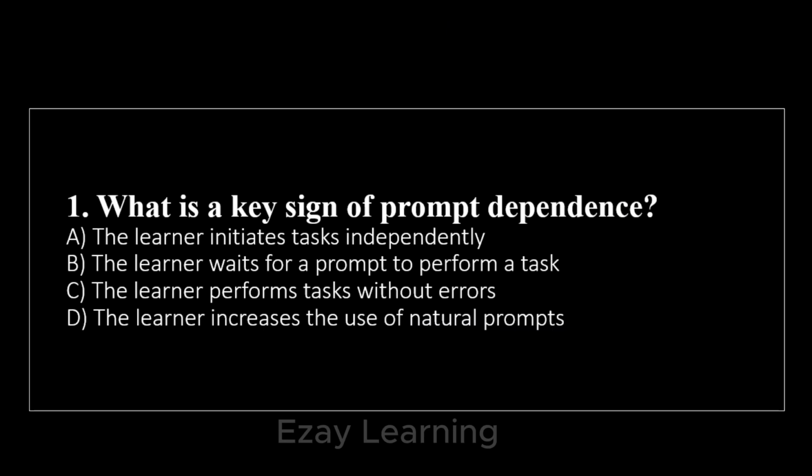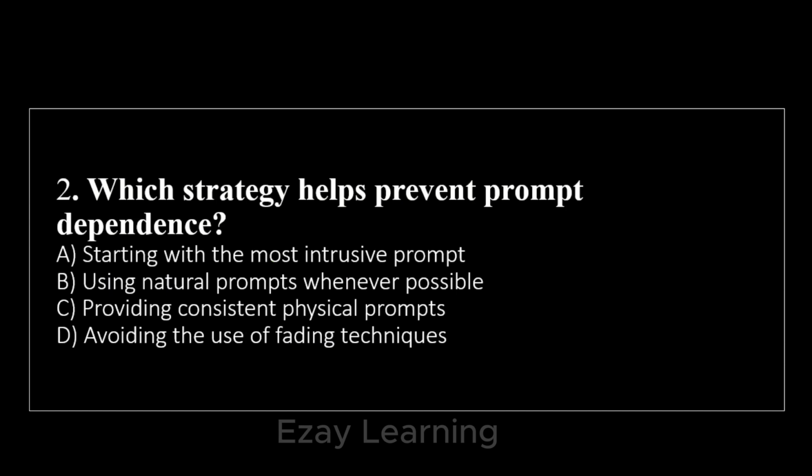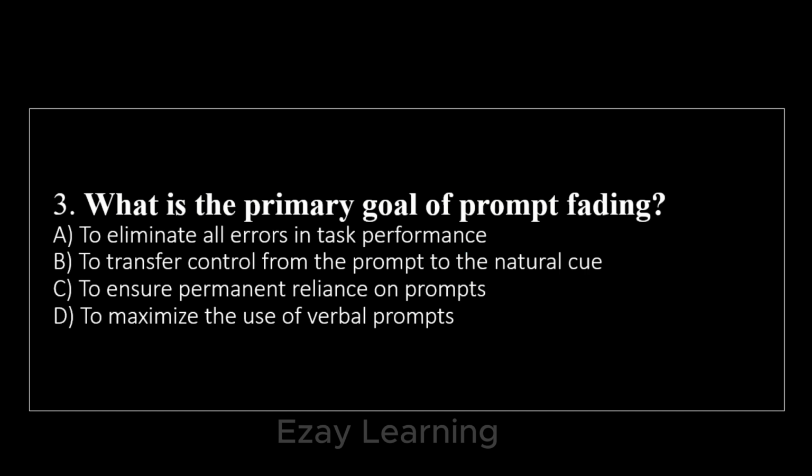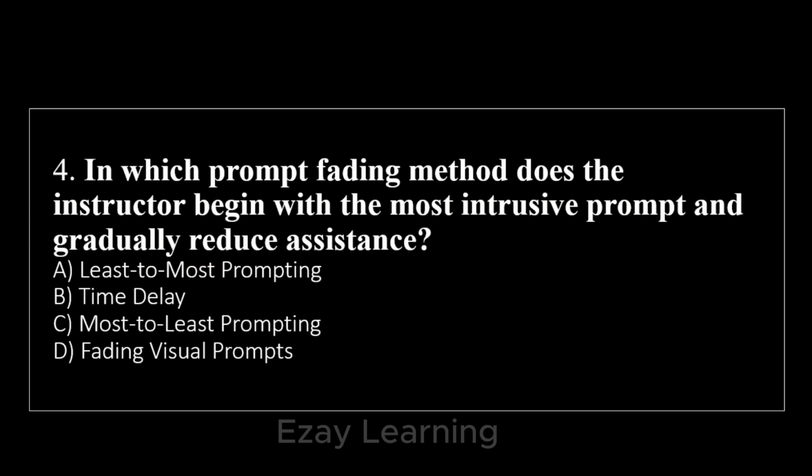Coming towards the MCQs, what is a key sign of prompt dependence? The learner waits for a prompt to perform a task. Which strategy helps prevent prompt dependence? Using natural prompts whenever possible. What is the primary goal of prompt fading? To transfer control from the prompt to the natural cue.